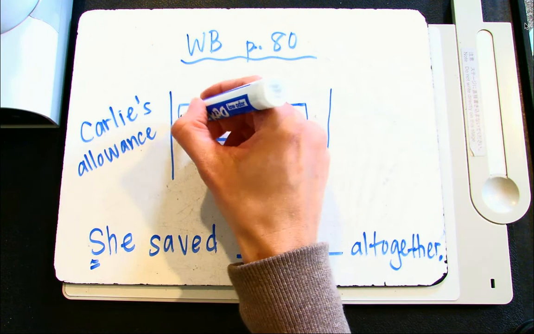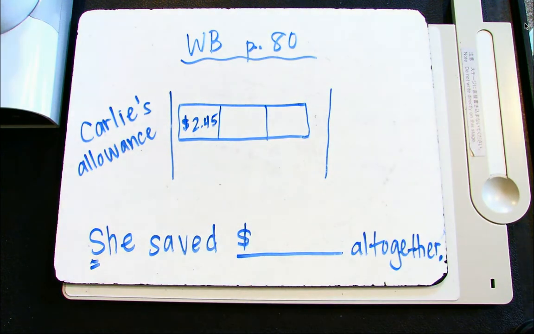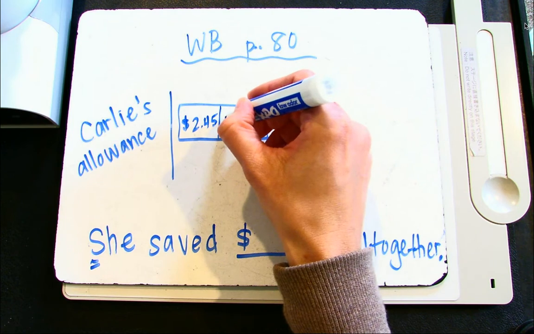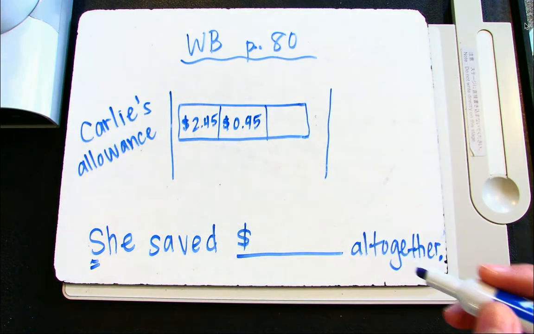In the first week, she saved $2.45. In the second week, she only saved 95 cents. I'm going to write that in dollars because I know I'm going to have to be adding here.